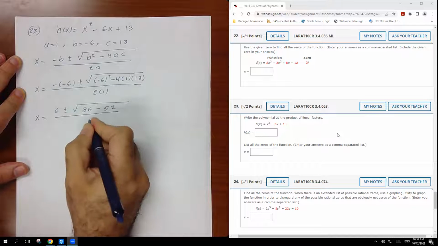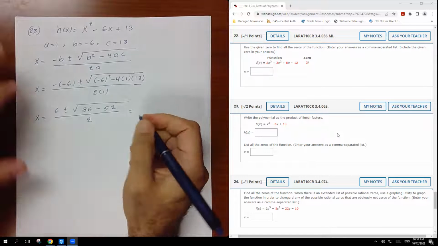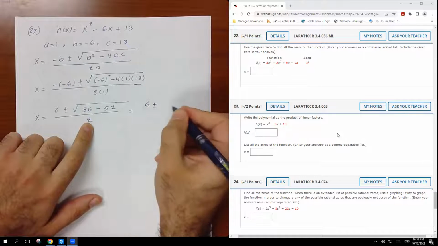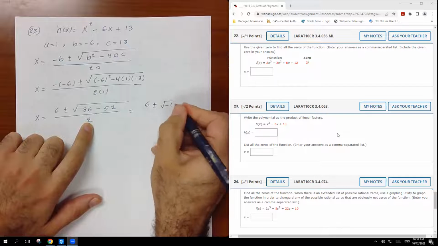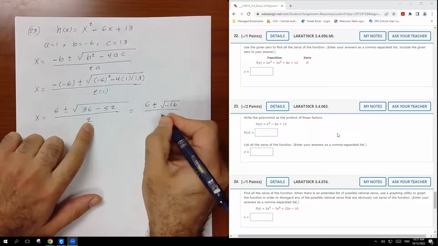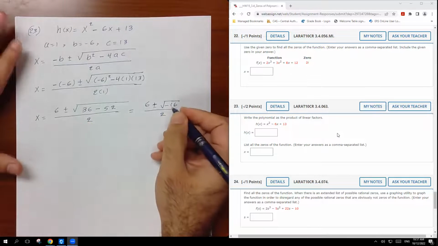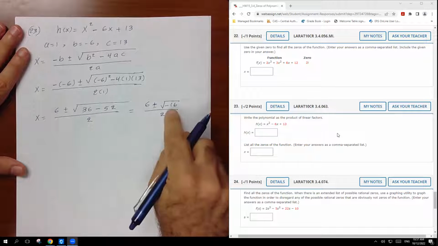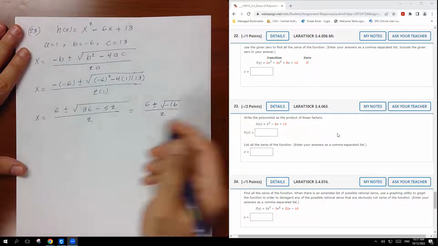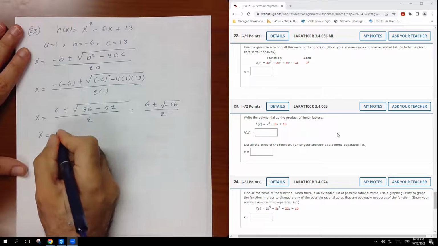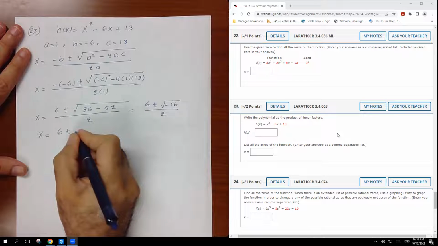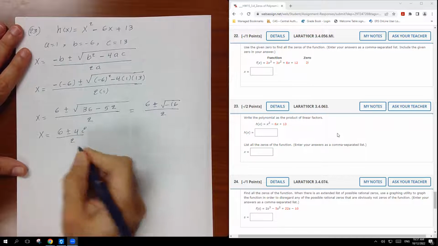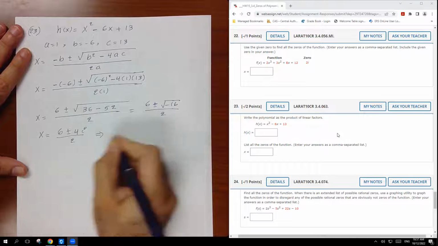Everything is divided by 2. And this one is going to be equal 6 plus or minus square root of negative 16 divided by 2. Now simplify everything here. The negative sign and the even root is going to be i. Square root of 16 is going to be 4. That means x is going to be equal 6 plus or minus 4i, everything divided by 2. Now we can simplify it.